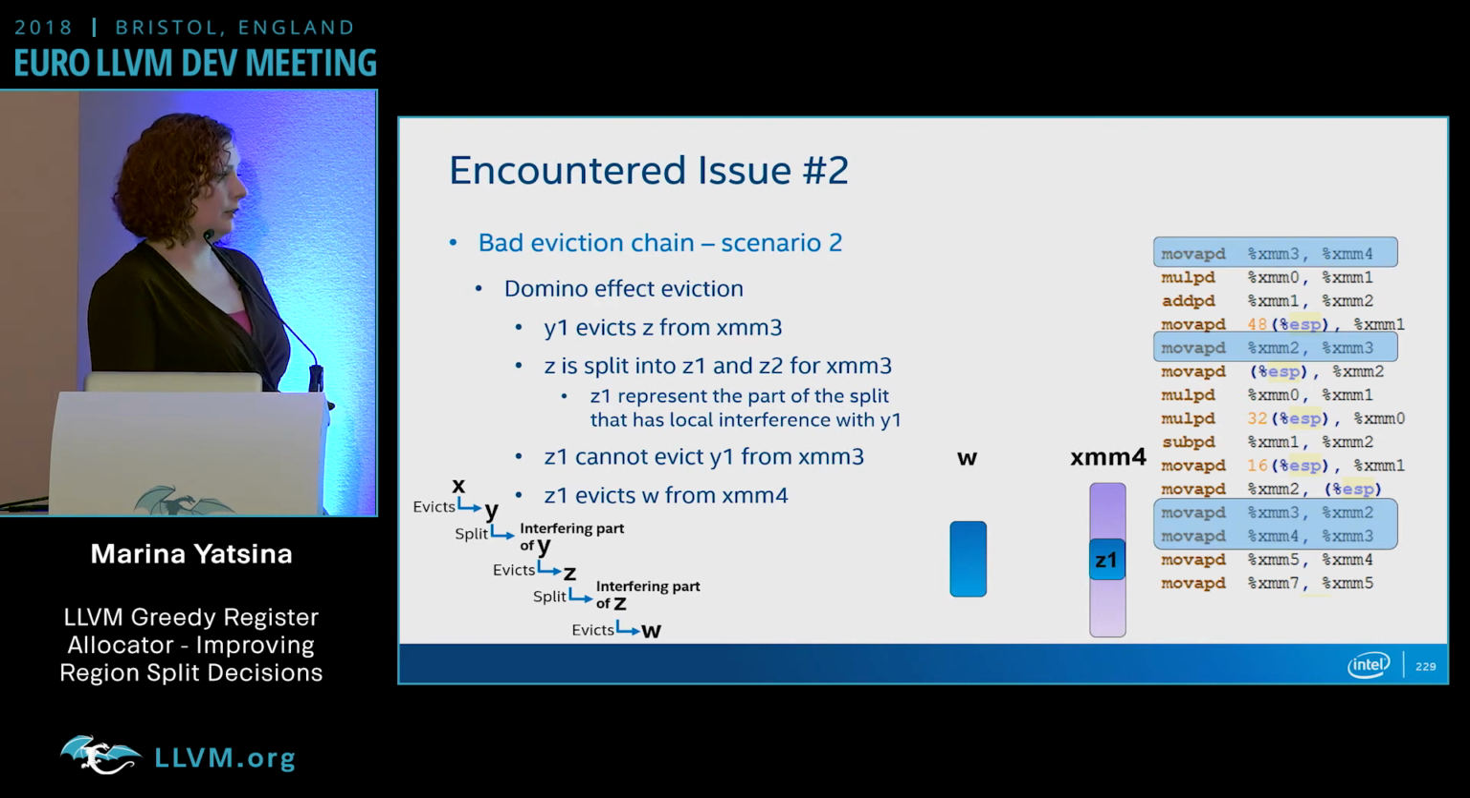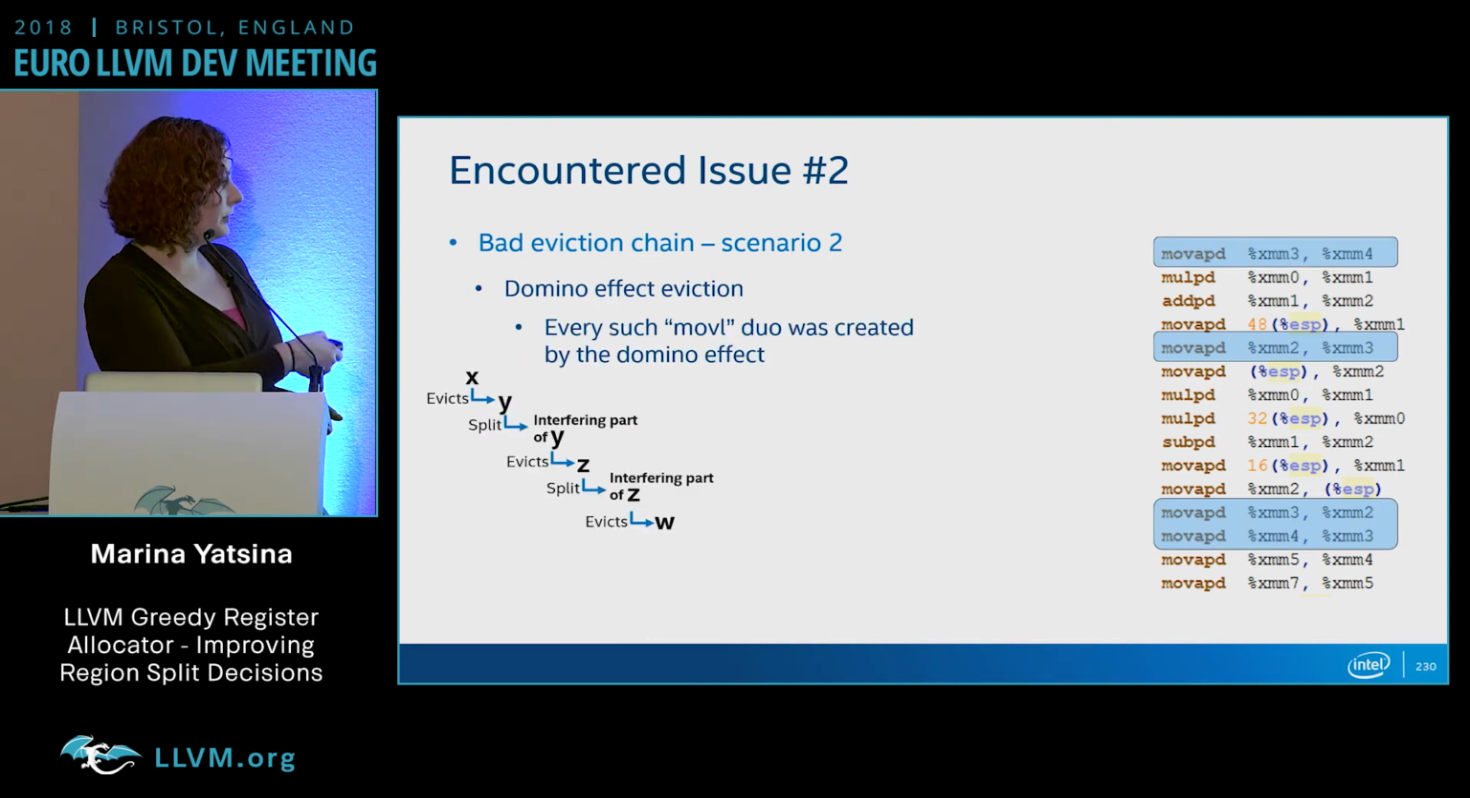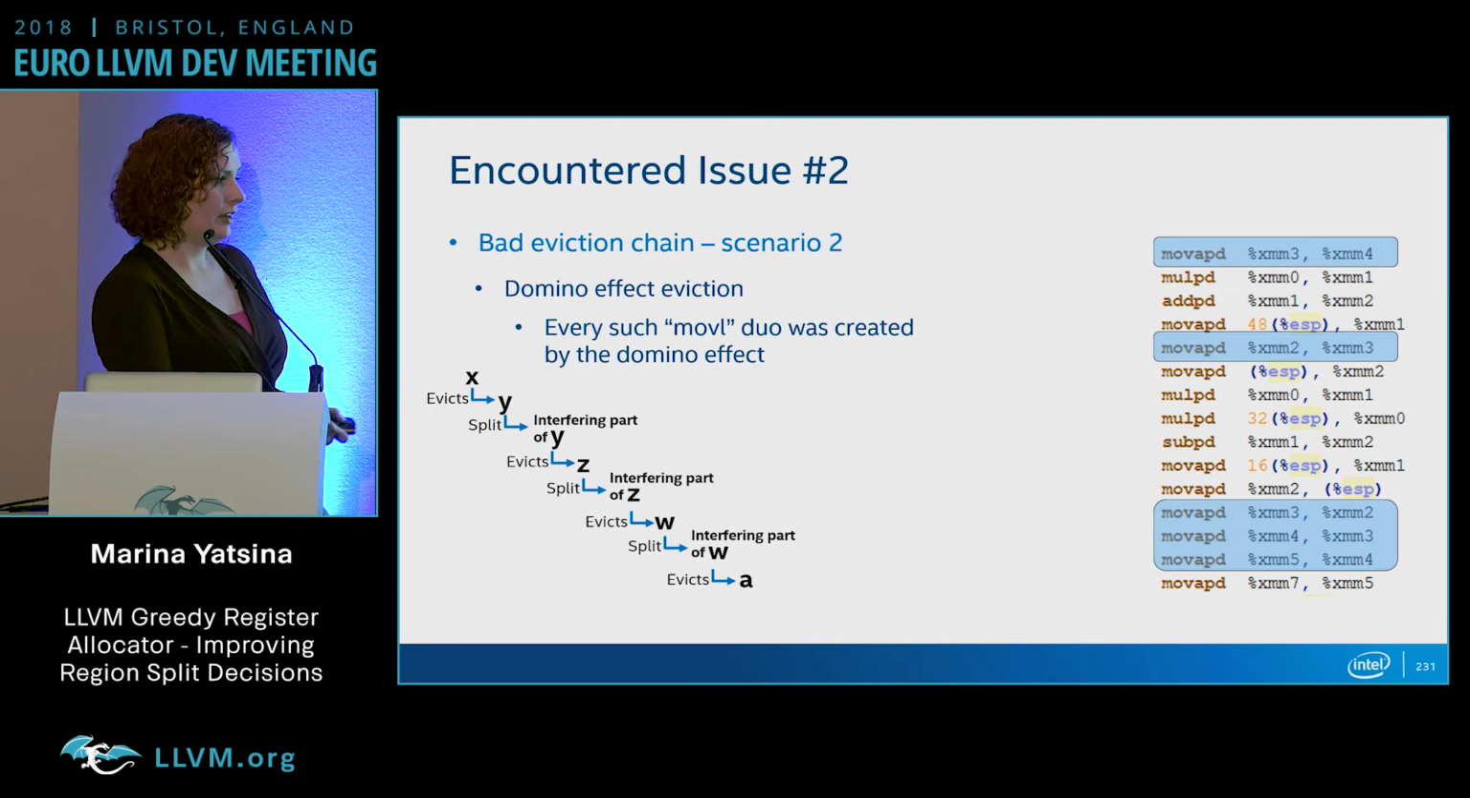And then it is assigned to XMM4, and so on. So we're trying to see this domino effect. We're starting to see this domino effect here. And every such additional move is part of the domino effect.